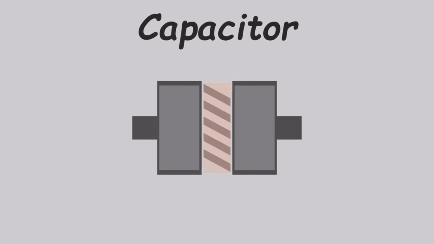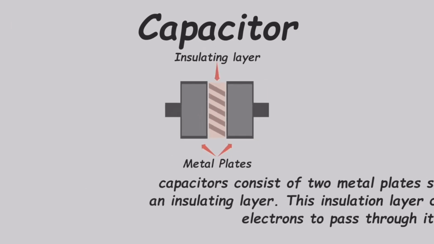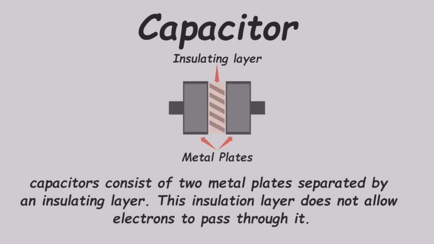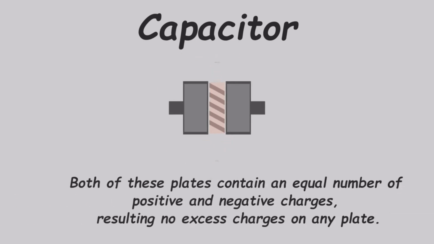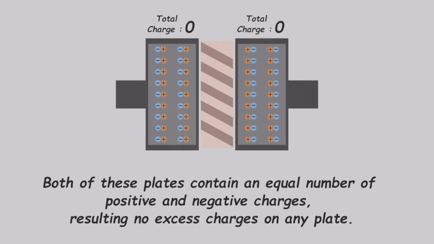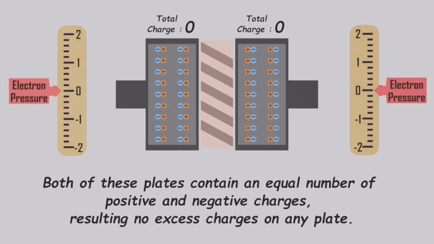Let's turn our attention to the capacitor. It consists of two metal plates separated by an insulating layer that prevents electron flow. Initially, both plates have an equal number of positive and negative charges, resulting in a neutral state with 0 total charge. Therefore, the electron pressure on the plates can be seen as 0.